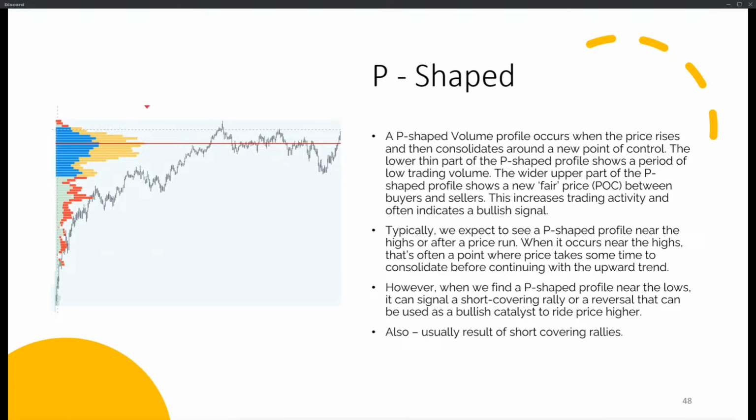P-shaped, where should these occur? Who can summarize this? Anyone can put this in a summary? Short cover rally. Not always. When is it a short cover rally? Who knows? Downtrend. Yeah, when you're in a downtrend and you have a P-shape out of nowhere, that's a short cover rally.